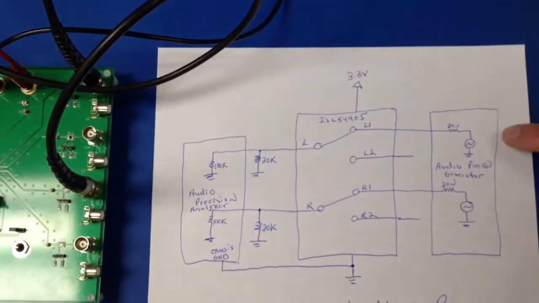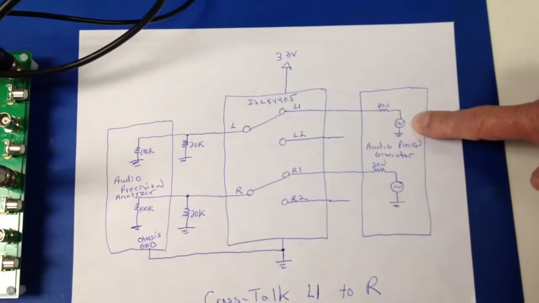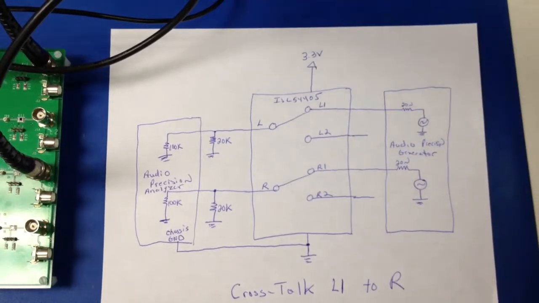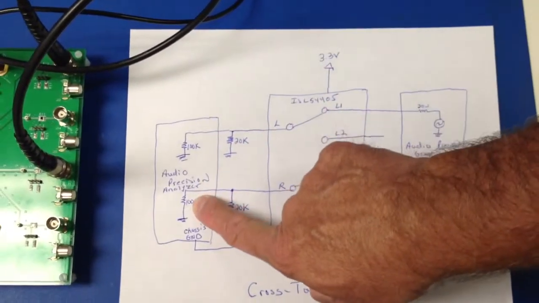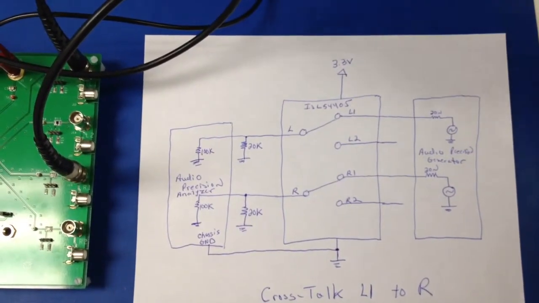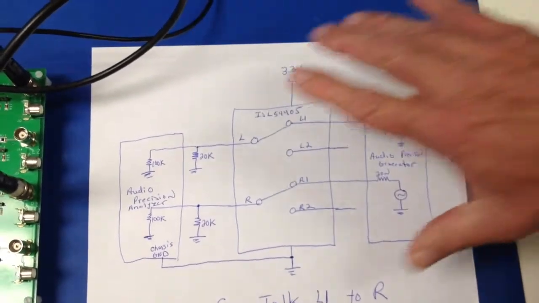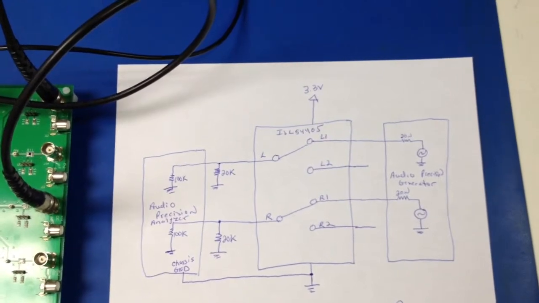We're going to be driving the signal here with a 2 volt RMS signal, and this signal here will be turned off. So we're going to be measuring crosstalk from L1 to R using the audio precision, and this will be driving and this will be off. And when you do that, you will get the curve that you see shown.